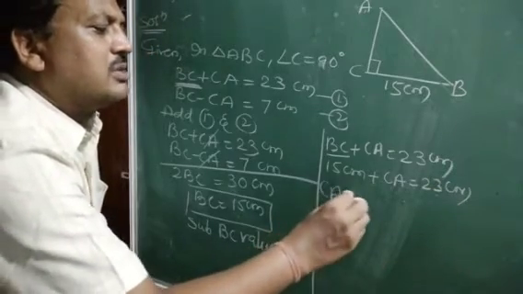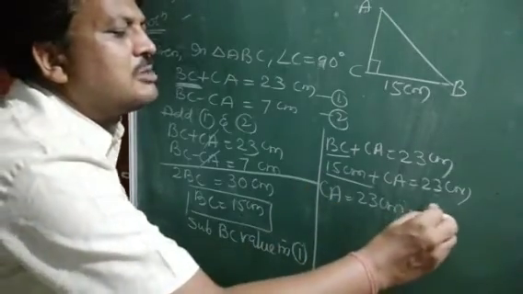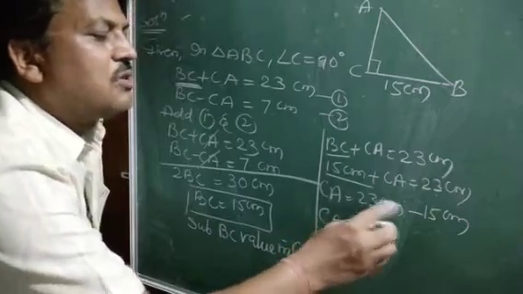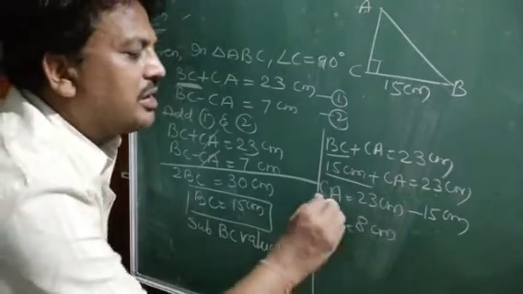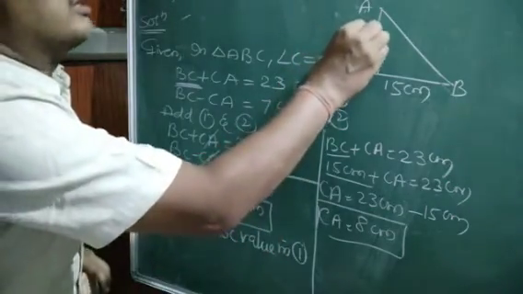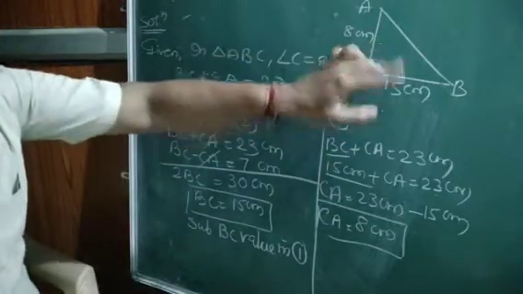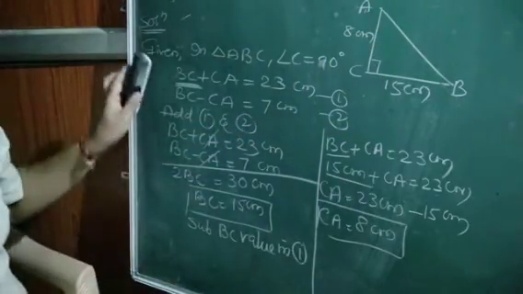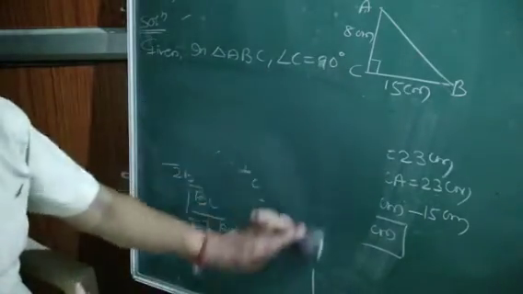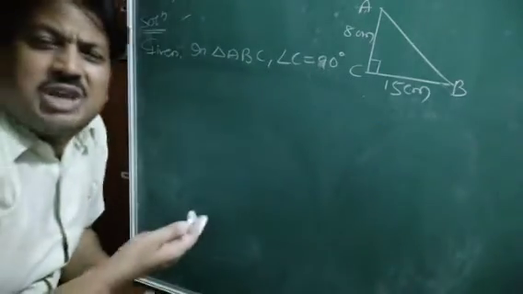So CA is equal to 23 centimeter, this goes that side and becomes minus. So children, CA is equal to how much? 23 minus 15, 8 centimeter, children. So we got CA is equal to 8 centimeter. It's very simple, children. We have got the two sides, the third side also we can find. How can you find the third side? Yes children, by using Pythagoras theorem. So this was an extra step which we have to do.